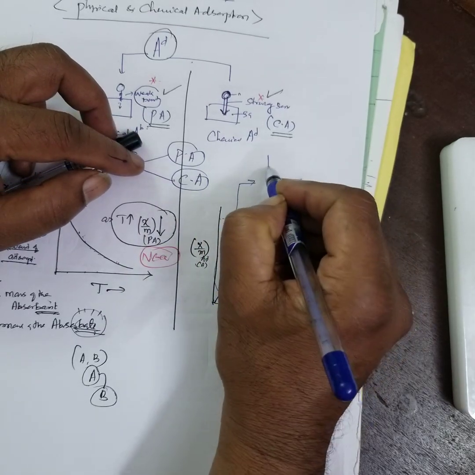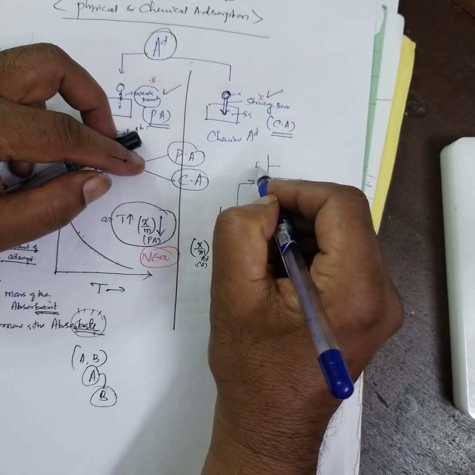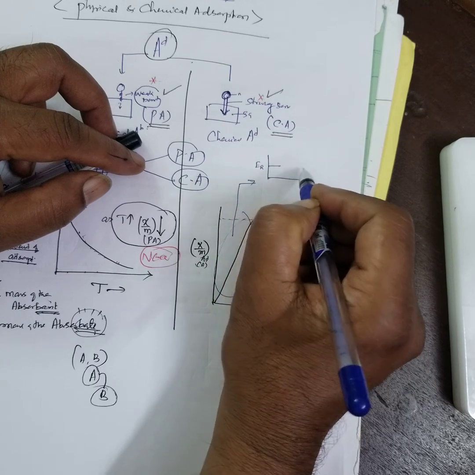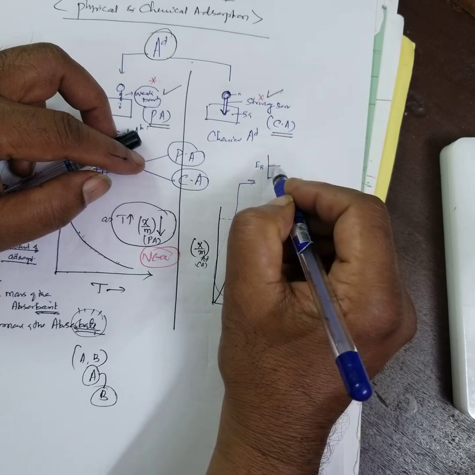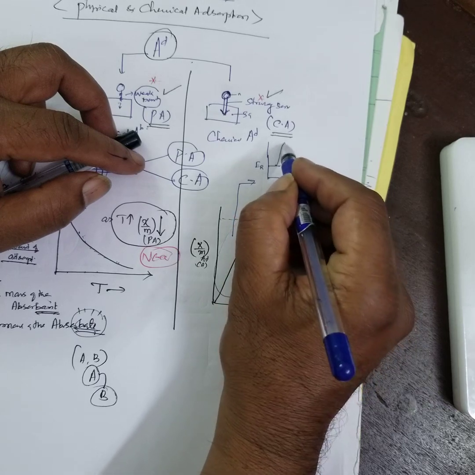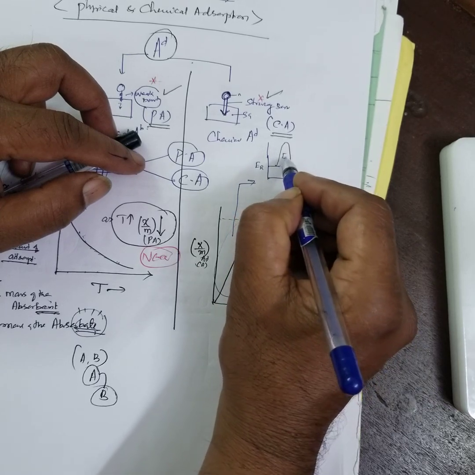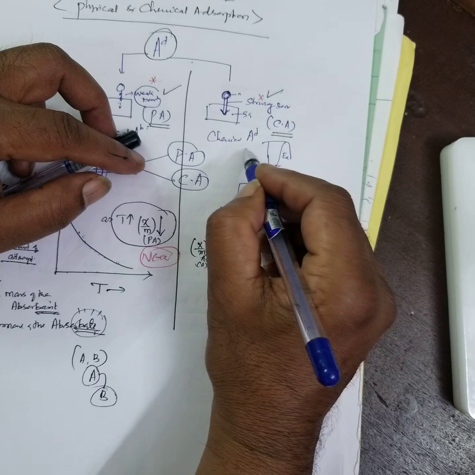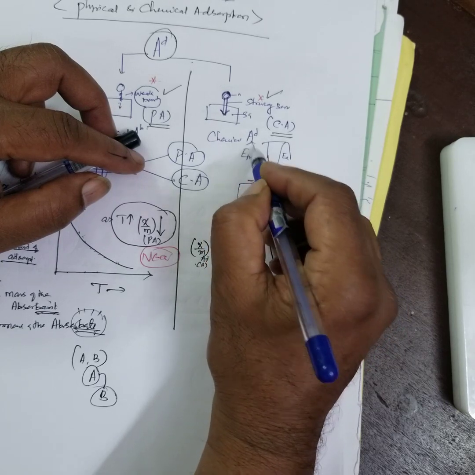In a chemical reaction, this is the energy of the reactant and the energy of the product. That means during the reaction, it needs an activation energy, is it not? This is activation energy because it needs threshold energy. You know what threshold energy is?